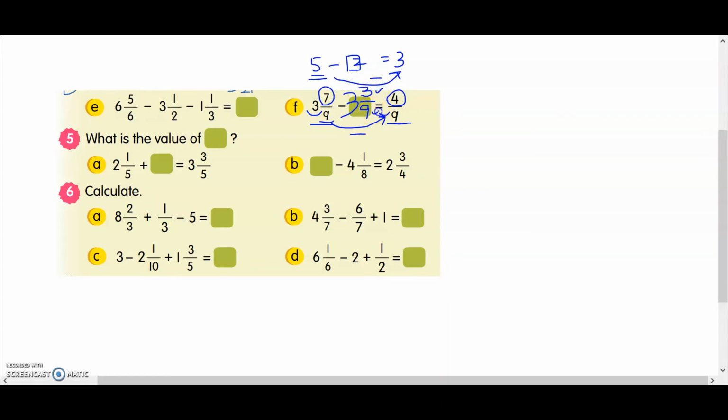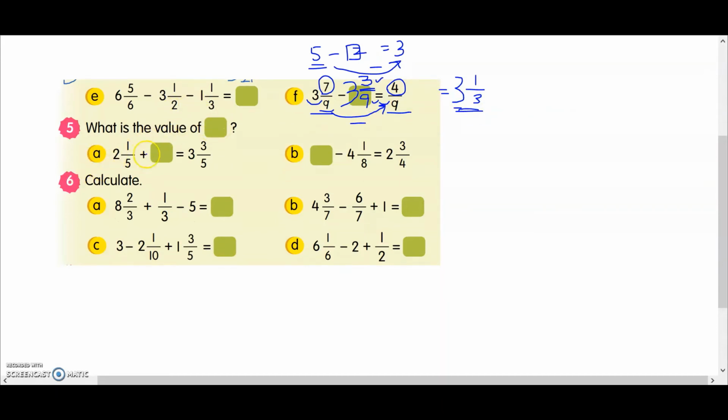They are in sphere 3. Okay, so the round number is not affected, okay? Only the fraction. 3 divided by 3 is 1. 9 divided by 3 is 3. So this is your final answer.